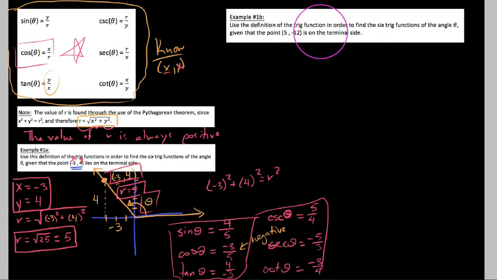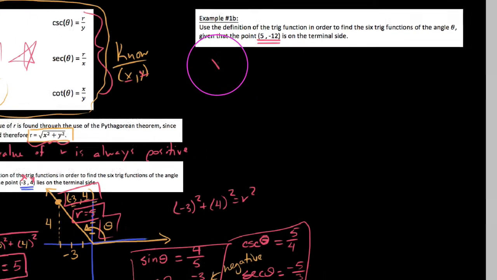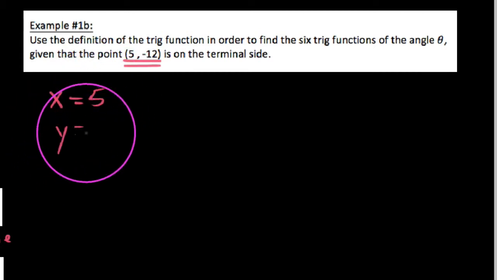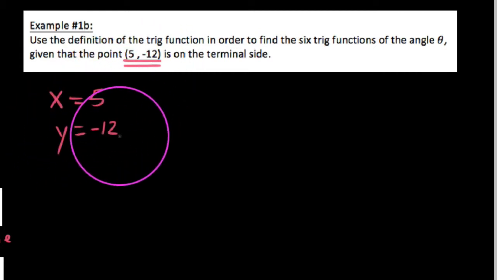So we're going to do this again up here. As a matter of fact, I want to use the definition of the trig functions again, which are these things over here, in order to find the 6 trig functions of this angle theta, given that the point (5, negative 12) happens to be on its terminal side. Before we actually sketch out the image on this one, I want to start by just saying a few things, starting with this. Our x value of our point on the terminal side is 5. The y value of the point on our terminal side is negative 12.